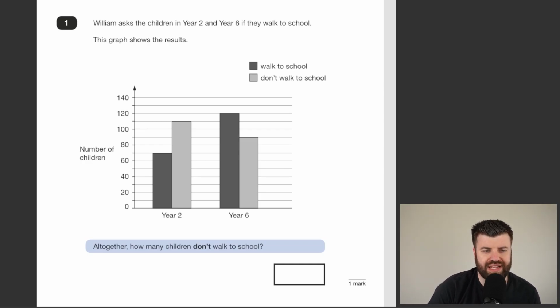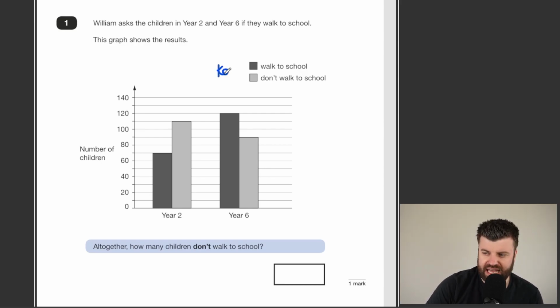William asked the children in year 2 and year 6 if they walk to school. This graph shows the results. You can see here as well, this is a key. It's not labelled as saying key, but it is a key. Dark shading here, walk to school, light shading, don't.